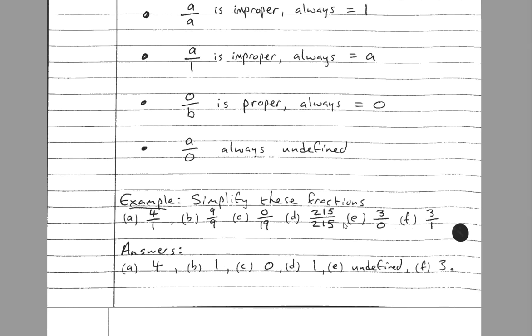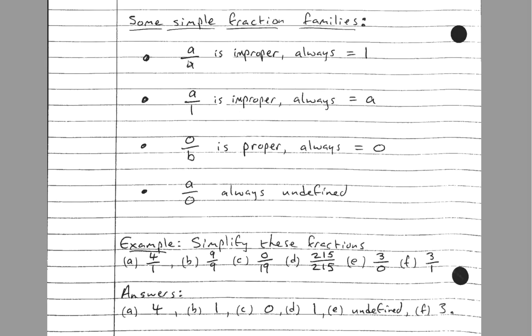So this example, just a bunch of fractions to simplify. Okay, 4 over 1, that's just 4. And 9 over 9 is 1. 0 over 9 is 0. Here another case, a over a, that's 1. 0 on the bottom, undefined. 3 over 1 is 3. Okay, so those are just examples of these 4 cases.